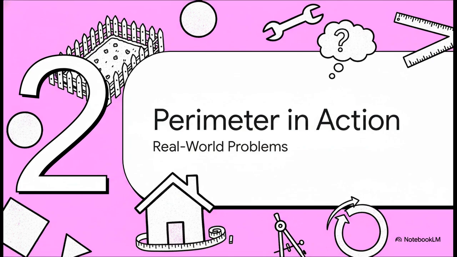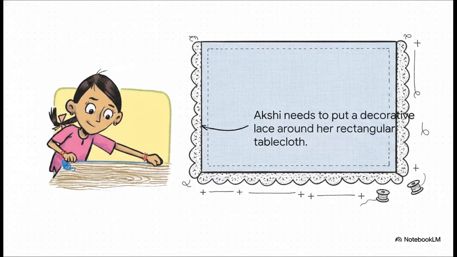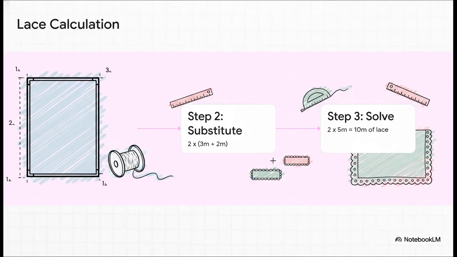All right, we've got the formulas down pat. Now let's see how they actually help us solve some real-world problems. This is where it gets interesting. So meet Akshi. She's got this rectangular tablecloth. It's 3 meters long and 2 meters wide. And she wants to add a decorative lace border. The million-dollar question is, how much lace does she actually need to buy? We can figure this out in 3 super quick steps. 1, we grab our trusty rectangle formula. 2, we plug in her numbers. So that's 3 meters plus 2 meters. And 3, we solve it. That gives us 5 meters, which we then double to get our final answer. She needs exactly 10 meters of lace.